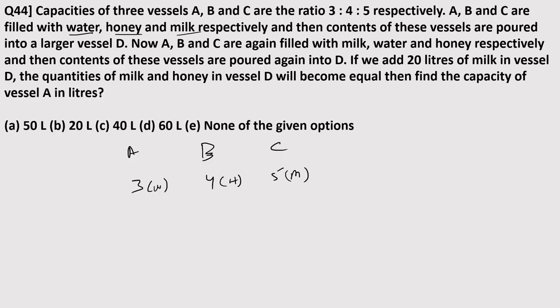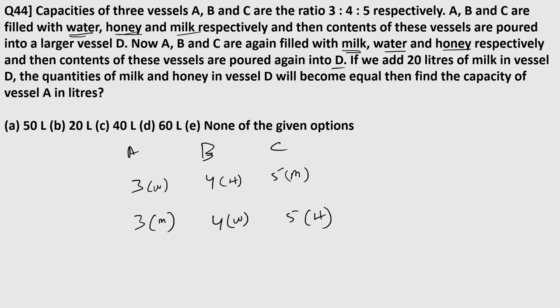And the contents are poured into a large vessel D. Now A, B and C are again filled with milk, water and honey respectively. Initially it was water, honey and milk, now it is milk, water and honey. Now A is filled with milk. A's capacity is 3, so it has to be 3 liters of milk. And B is filled with water, and C is filled with honey, respectively, and then the contents are poured again into D.